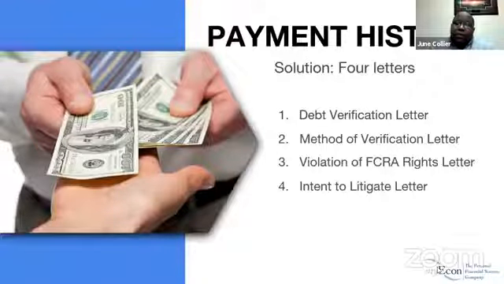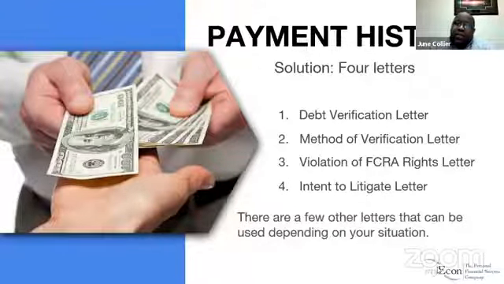So these are the 4 letters that you send out. You know, they've got 30 days to respond to the first letter. I think they've got 15 days to respond to the second letter. All of this is in the smart credit system, and it gives you a step-by-step process to follow through. Now, there are other letters that you can send.